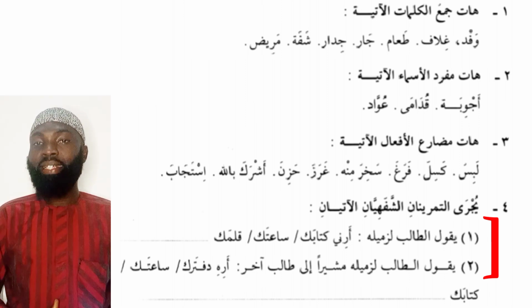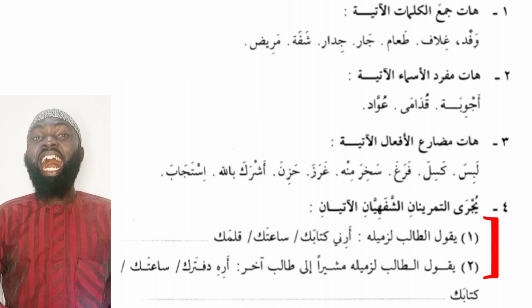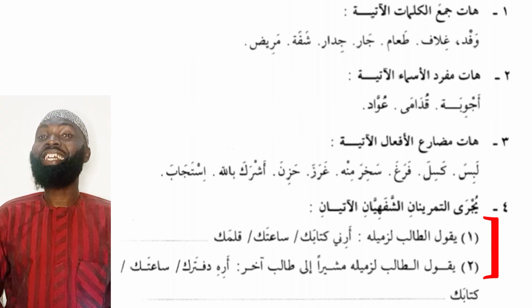The second one, which is the last, says, "Yaqulu at-talib li zamilihi mushiran ila talib akhar." Now, the student should say this to his partner, pointing to another student. What is it to say? You say, Arihi kita daftarok. Show him your exercise book. Arihi. So, Arini, show me. Arihi, show him. Ariha, show her. Arihim, show them. Arihinna, show them, females. So, Arihi daftarok. Show him your book. Next, Arihi sa'atak. Show him your watch. And lastly, Arihi kitabak. Show him your textbook.